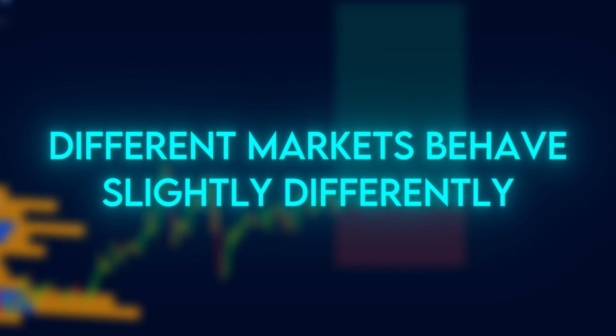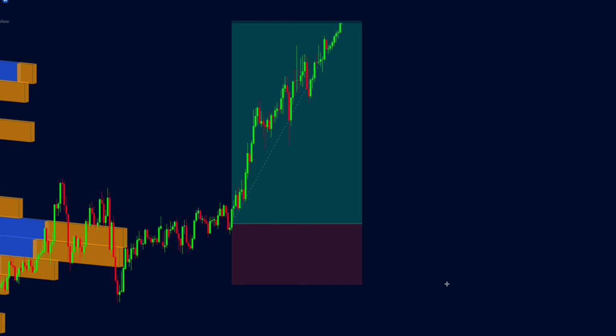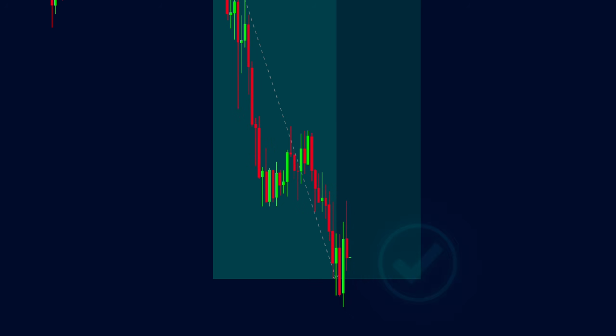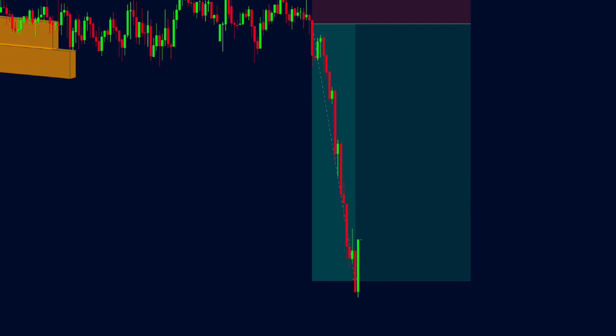Different markets behave slightly differently. In forex, volume distribution helps identify strong support and resistance zones. In crypto, the structure can shift quickly, so focus on larger volume areas. In stocks, volume profiles often align with institutional activity. In gold, high volume zones often act as precise reaction points.